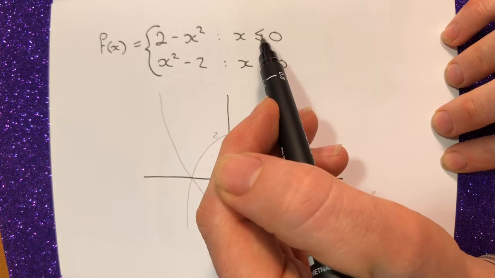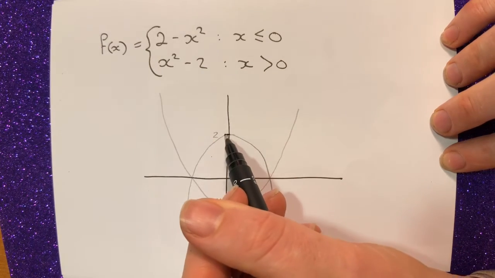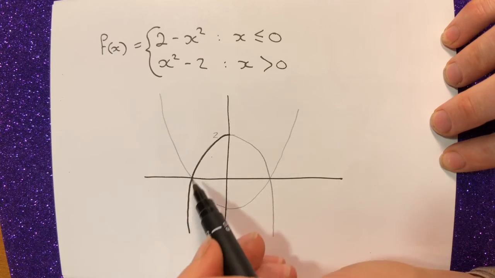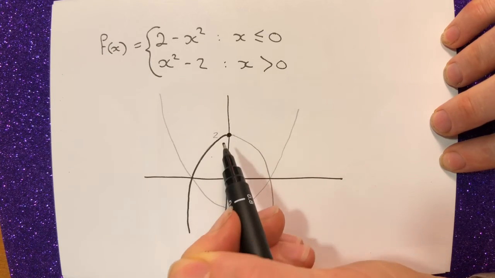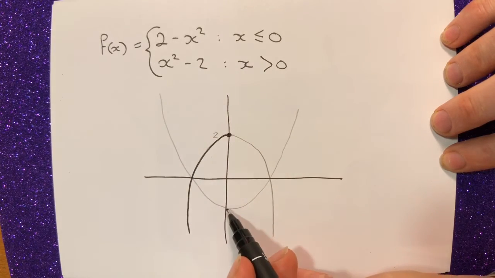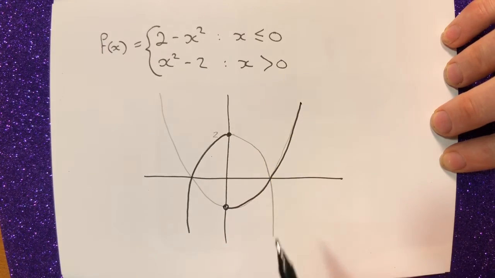Now when x is less than or equal to 0, I've got the 2 minus x squared function, which was this one. So for all of these x values, I follow along this path and I colour that one in. And then x squared minus 2 is for when x is greater than 0, so that one's open starting there and carrying all the way through.